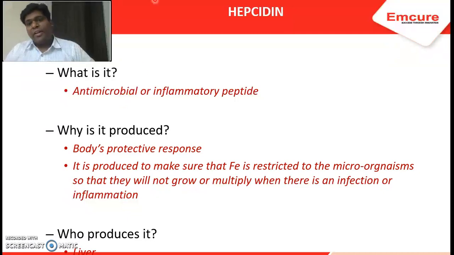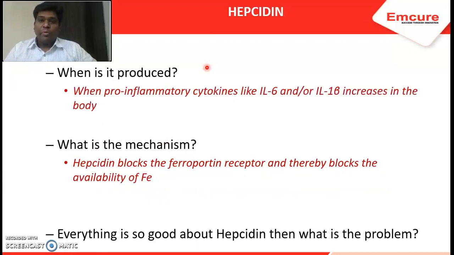Hepcidin is produced from the liver. It is produced whenever the body encounters any infecting organisms or when there is an inflammation. So when is it produced? Whenever the body senses that there are a lot of cytokines like interleukin 6, that is when hepcidin is produced by the liver.